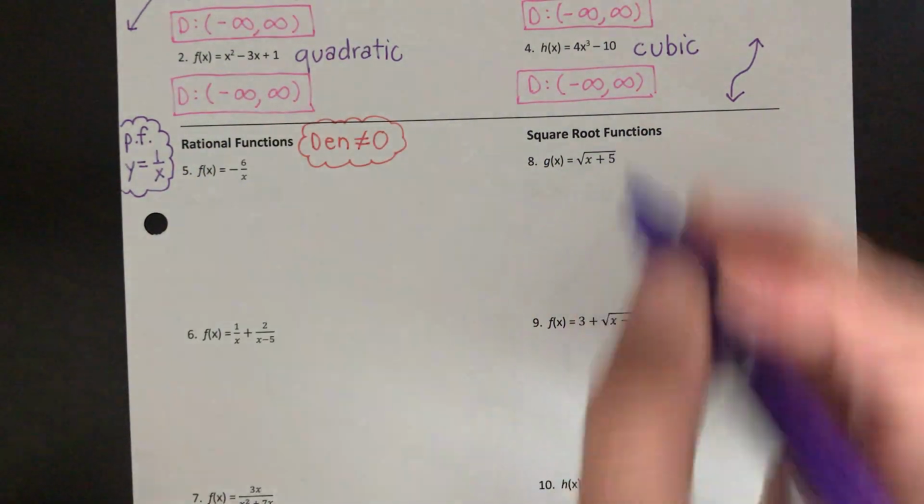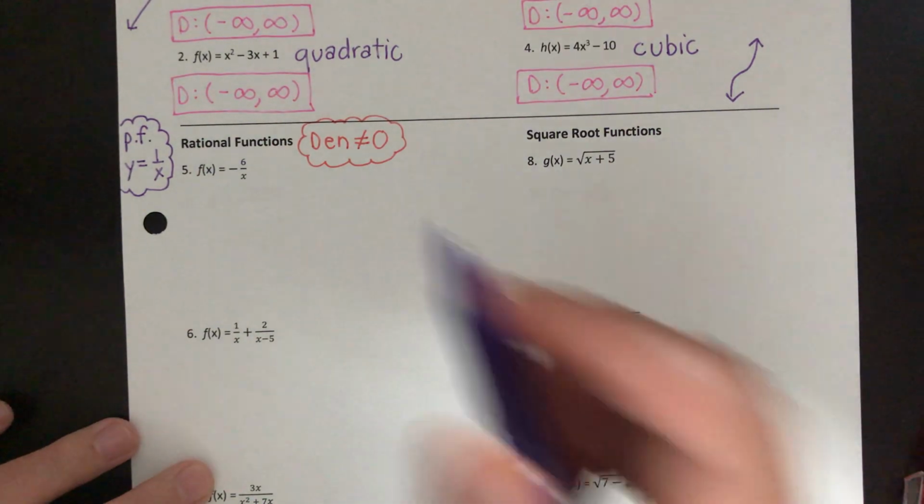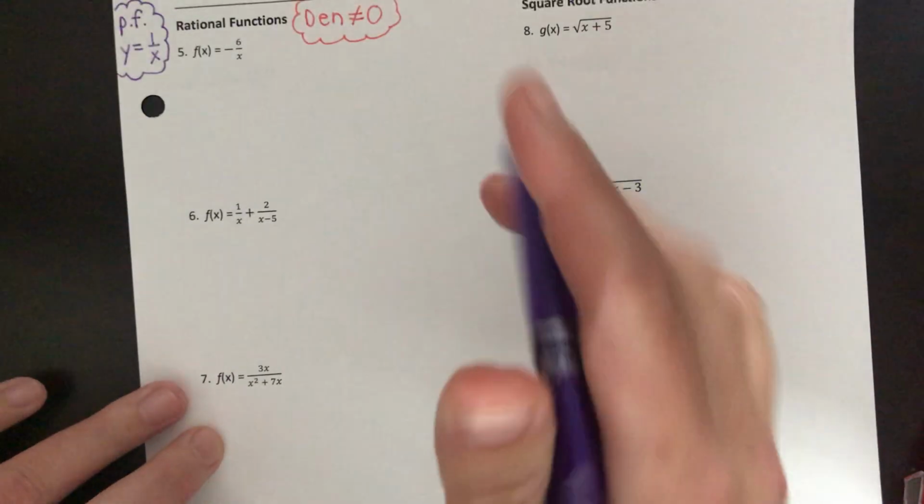So let's first start with rational, and then we'll press on to square root. Okay, so let's start with number 6. I'm going to skip that because we just don't have time to do them all.